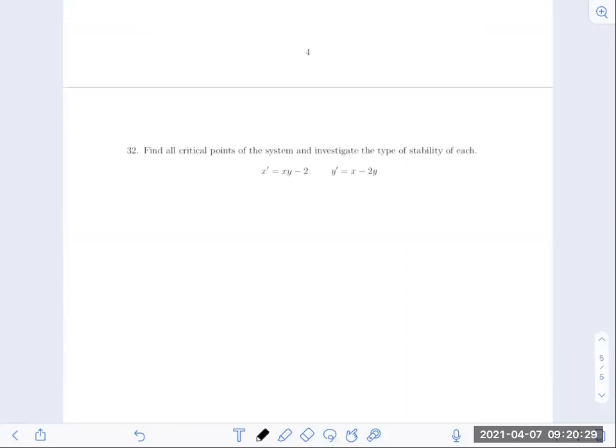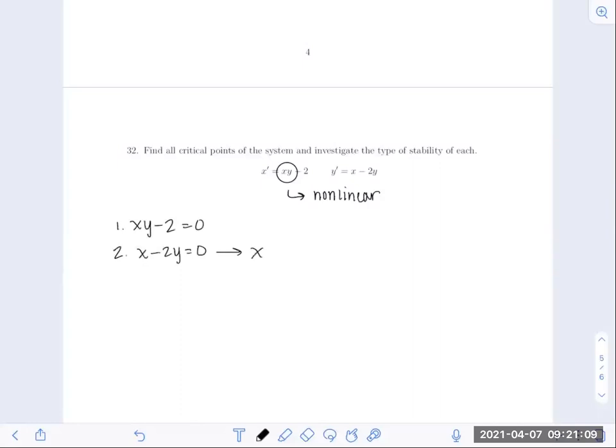First of all, it says find all critical points of the system and investigate the type of stability of each. I just want to emphasize here that this term in x prime is what leads us to recognize that this is nonlinear, because when we have a product of x and y, that makes for a nonlinear function. So to begin, let's go ahead and find the critical points. Remember, to find critical points, you set each of those functions equal to 0. So our first function gives us xy minus 2 equals 0. Our second function gives us x minus 2y equals 0.